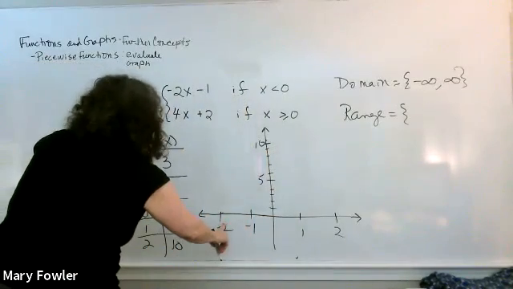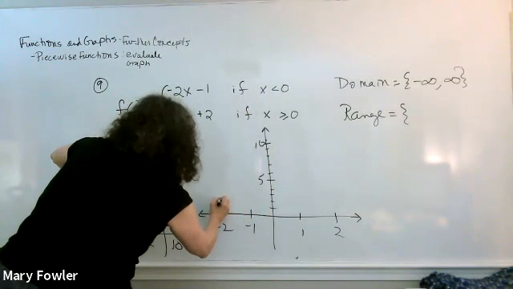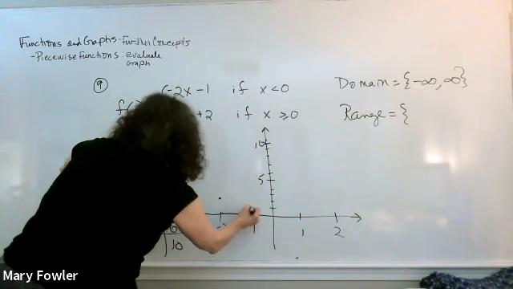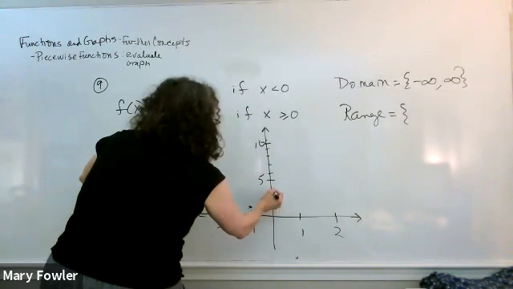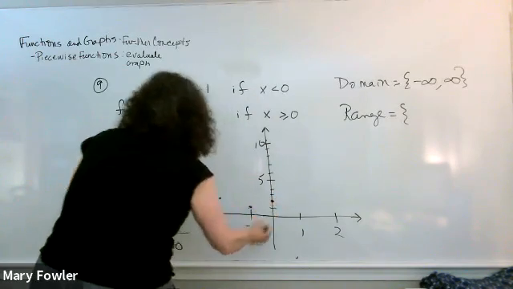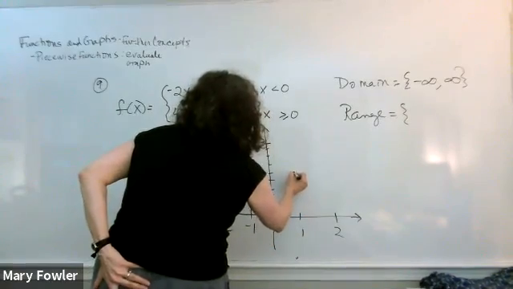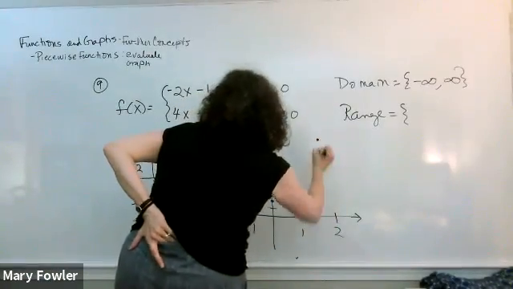Okay, so when x is -2, the function is 3. When x is -1, the function is 1. When x is 0, the function is 2. When x is 1, the function is 6. And when x is 2, the function is 10. So we're just graphing the points.